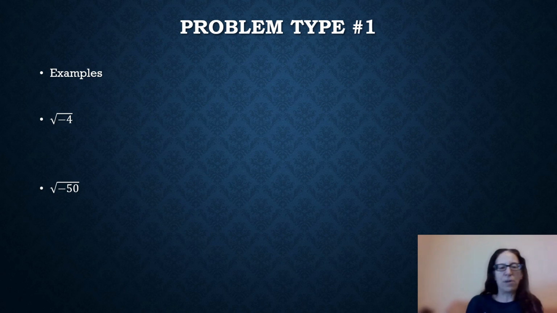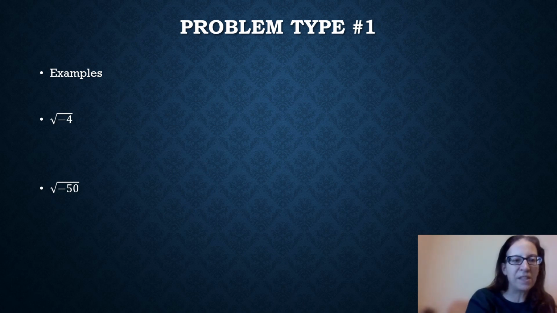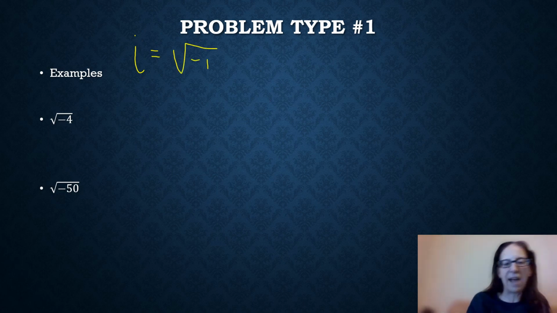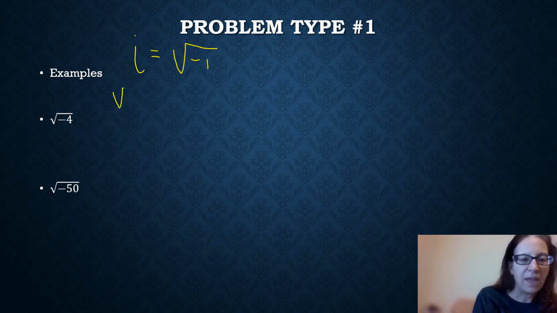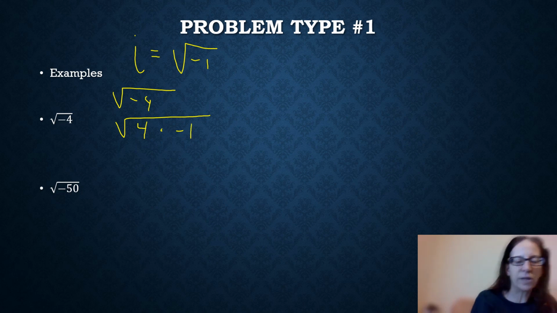So let's take a look at the square root of -4. So this was the original problem that we did. And for this problem type, this is the definition that is usually pretty handy to have, okay? So to do this first problem, I would have the square root of -4. And what I'm going to do is recognize that the -4 is equal to 4 times -1.